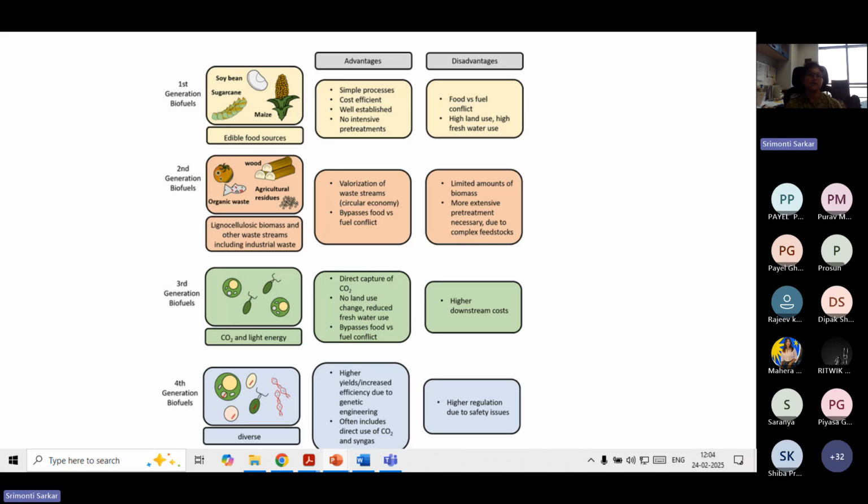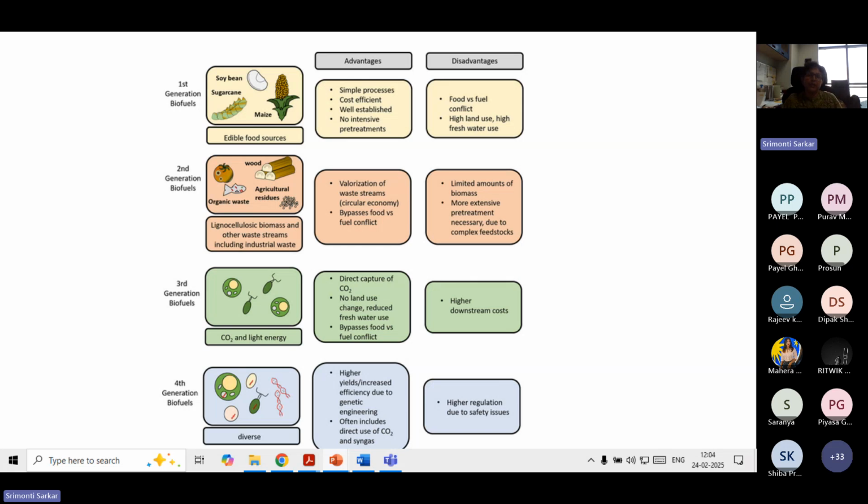So that's why in came the third generation of biofuels, where there is no direct conflict in terms of agricultural lands being taken over for biofuel production or freshwaters being used. And also these do carbon capture, so carbon dioxide is removed. But this involves higher downstream cost in the sense of the algal farms that need to be set up. So it's a very cost intensive process.